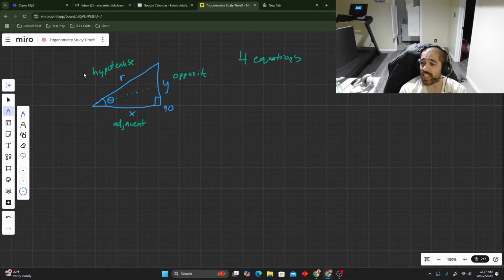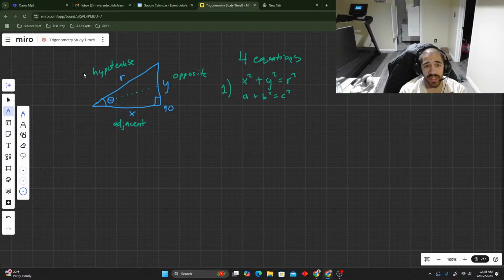The first one relates all of these sides. You've probably heard of it. It's the Pythagorean theorem. It is x squared plus y squared is equal to r squared. I know it's not written exactly like that, but a lot of you have probably seen it as a squared plus b squared is equal to c squared. This is the first equation. This is how you relate all these sides. If I know the opposite and I know the adjacent, I can find the hypotenuse, right? Using this equation, I can solve for it.